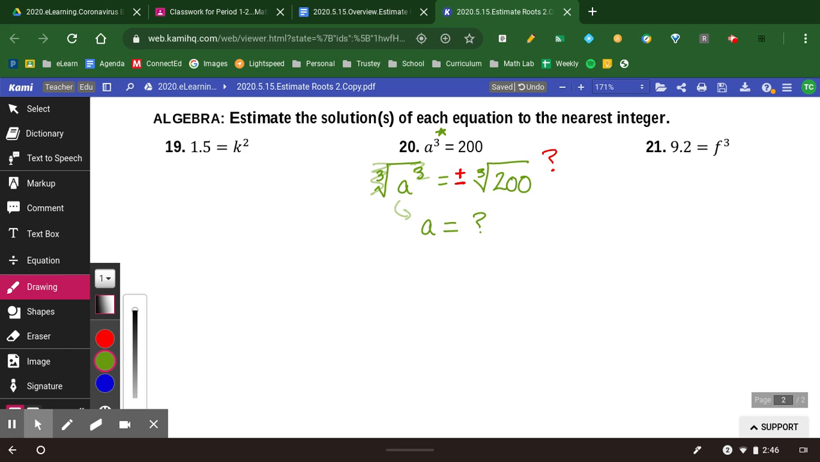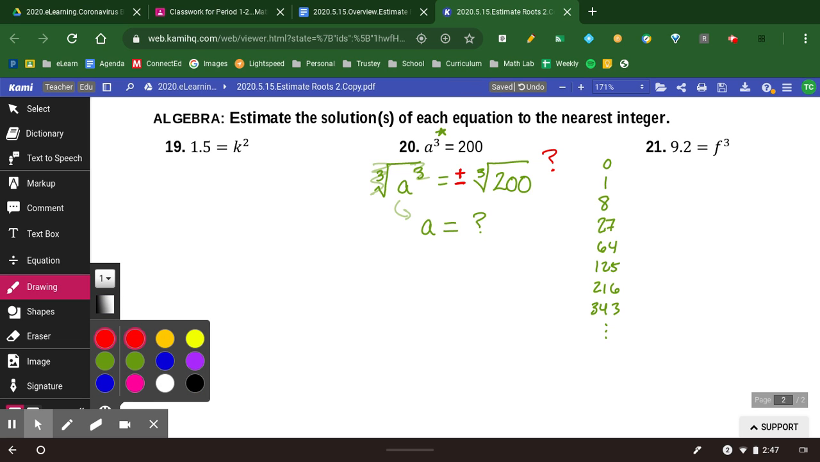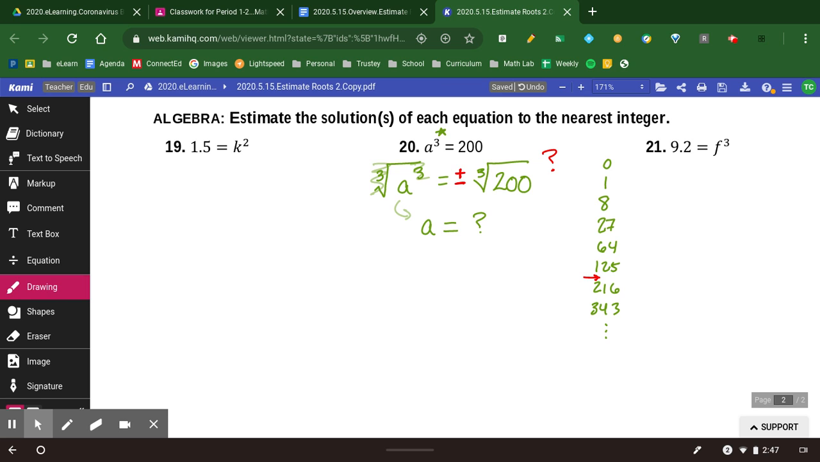If I start making a list of the perfect cubes, 0 cubed, 1 cubed, 2 times 2 times 2 is 8, 3 times 3 times 3, and so on. We can continue building a list. However, let's see, 343 maybe? 512 perhaps, all the way to 1,000 and beyond. Well, I think I can stop right there because 200 is clearly somewhere in between these 2 perfect cubes.